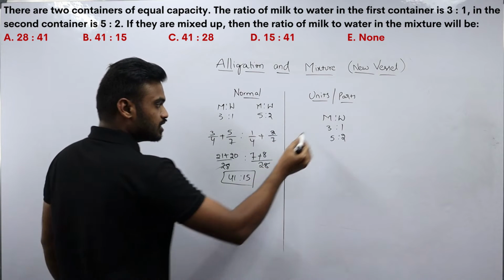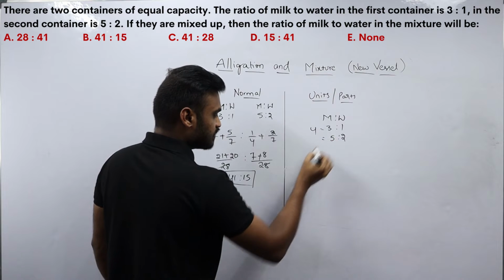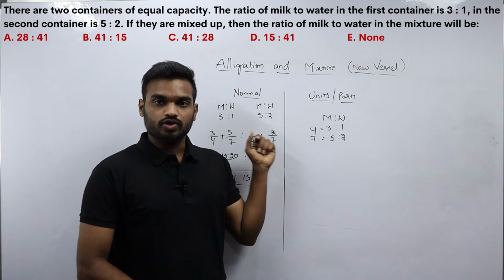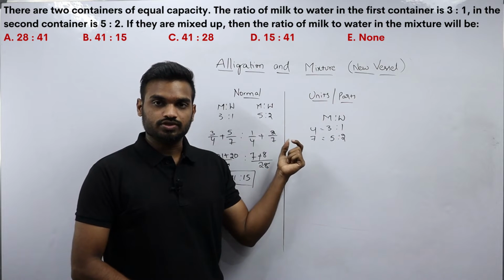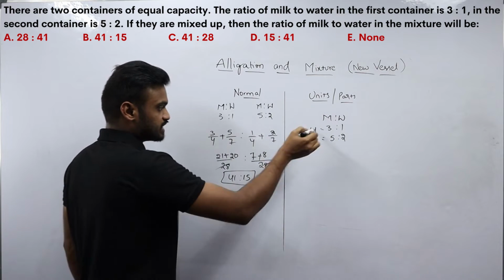Now let's see this. The total number of parts in the first vessel is 3 plus 1, that is 4 parts, and in the second vessel it is 5 plus 2, that is 7 parts. Here the parts are not equal, so we can't directly add the ratios. Now we need to equate the total parts of the first and second vessel.